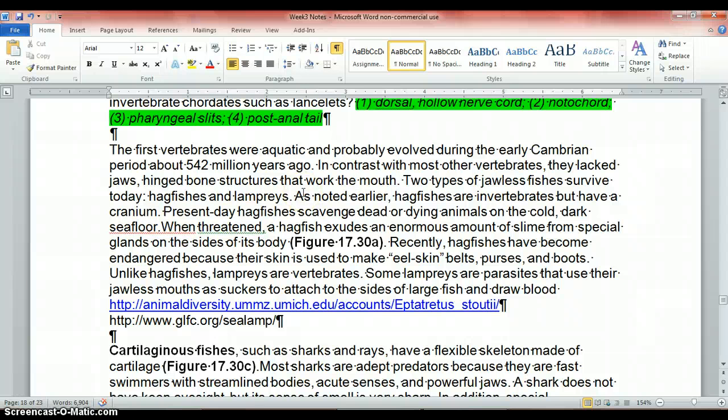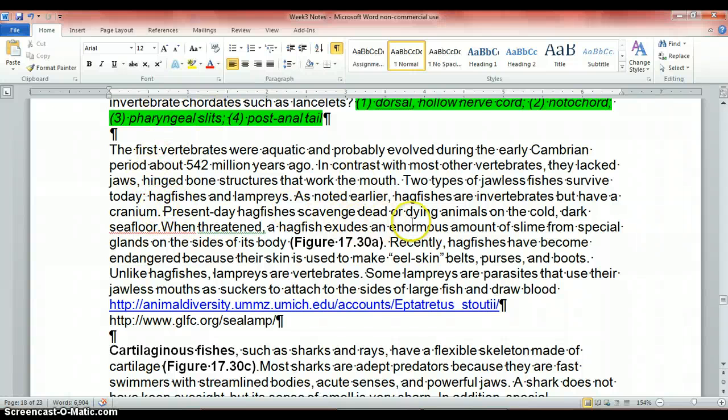Lampreys, right? Big issue with the dam up north in Canada, which I'm going to think of later. It's the Great Lakes. Is it Superior Dam? That's going to drive me crazy. Look it up.